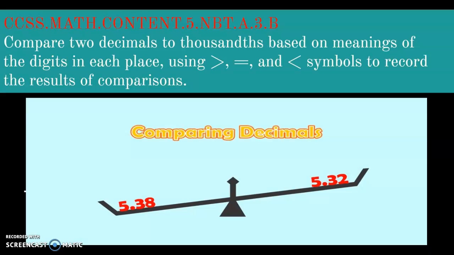If we look at the image below comparing decimals, we can also think of them as if we put them on a weight scale. So if we have 5.38 and 5.32, and we put them on a weight scale, which one of our decimals would be heavier? Well, if we look at our digit in our hundredths place, we have an 8 and a 2. 8 is greater than 2, meaning it is heavier. So 5.38 is heavier or greater than 5.32.